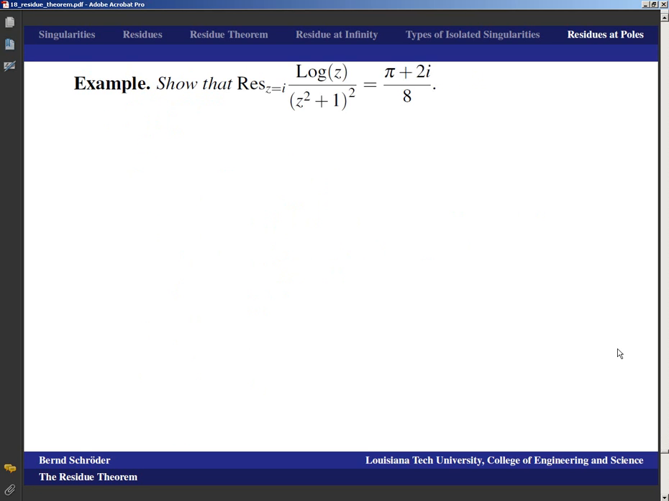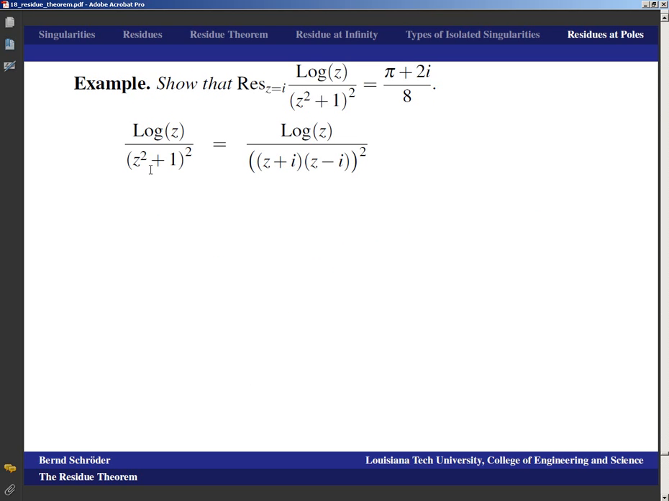Okay, next example, show that the residue at z equals i of the principal branch of the logarithm of z divided by z squared plus 1 squared is pi plus 2i over 8. So these computations don't need to work out pretty. The main thing is that they do work out.